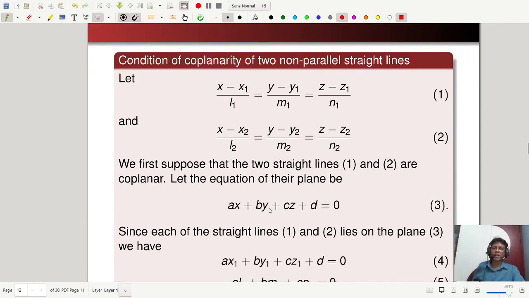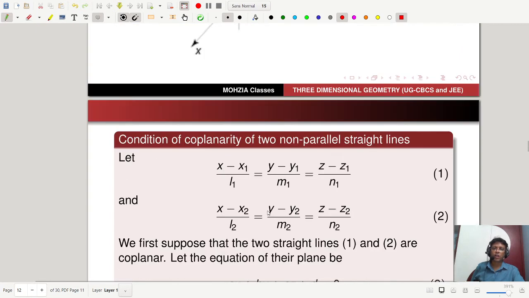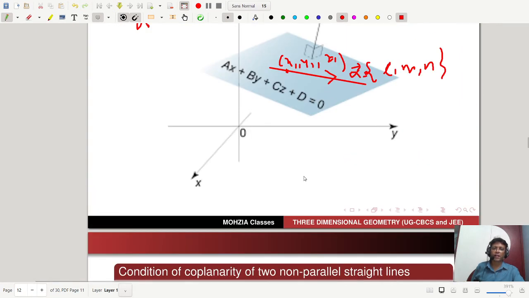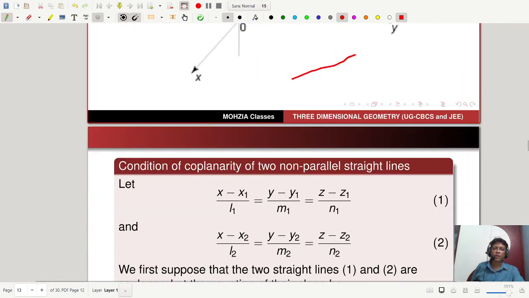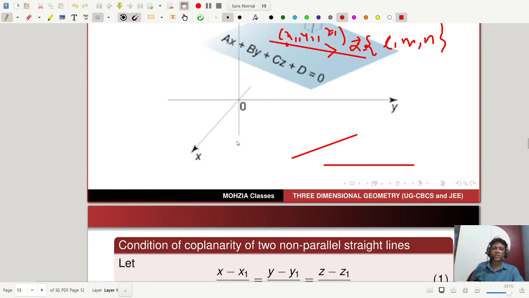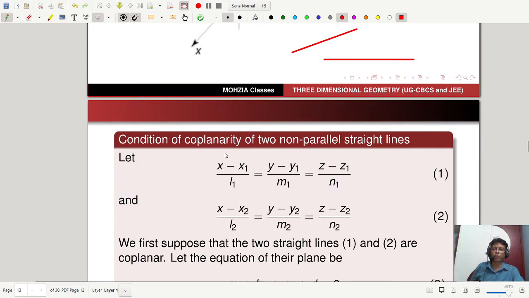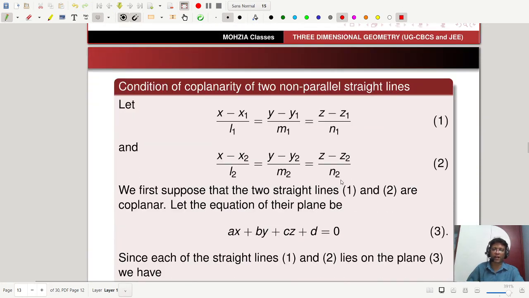Next important thing is the condition of coplanarity of two non-parallel straight lines. If you have two non-parallel straight lines, what is the condition of coplanarity? That is, they lie in one plane. Suppose this is the xy plane. So they lie in one plane, the xy plane. What is the condition of coplanarity of two non-parallel straight lines?